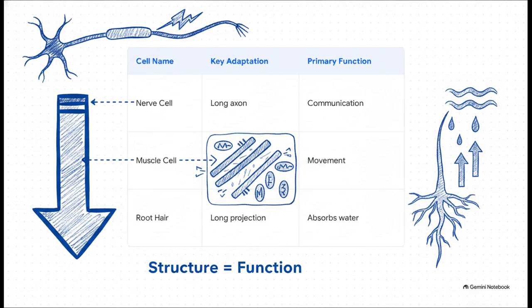Whether we're talking about a nerve cell with its insulated axon for fast signals, a muscle cell crammed with sliding proteins for moving, or a root hair cell reaching out to grab water, every single structural modification we've talked about exists for a specific reason. The cell changes its structure to perfectly execute its job.